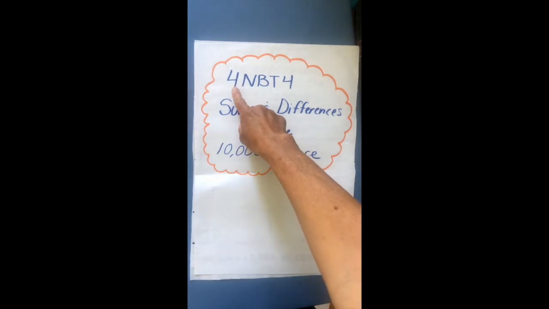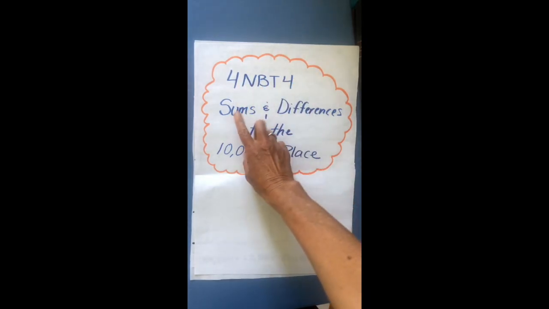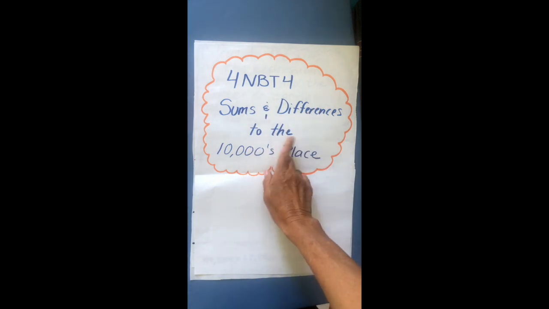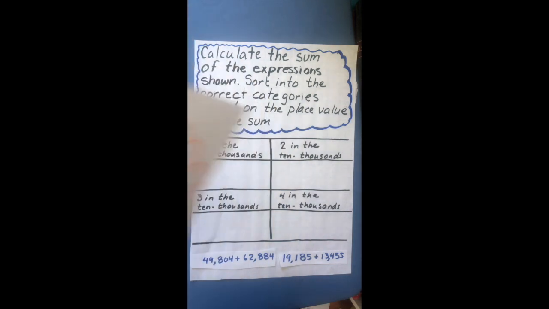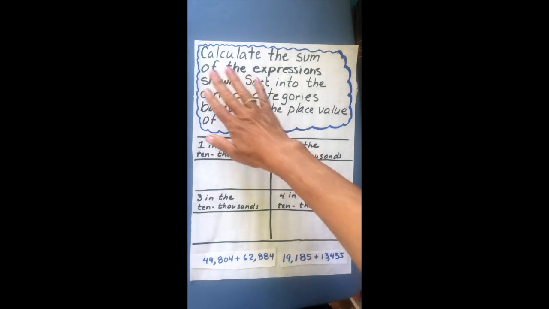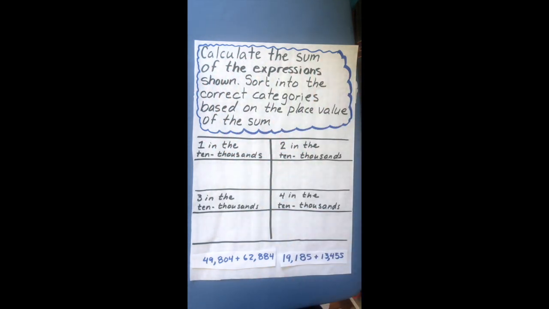This video is on 4NBT4, sums and differences to the 10,000s place. Here's the first problem. Now this problem is very wordy, and I'll try to explain how to do this problem so it doesn't freak you out.